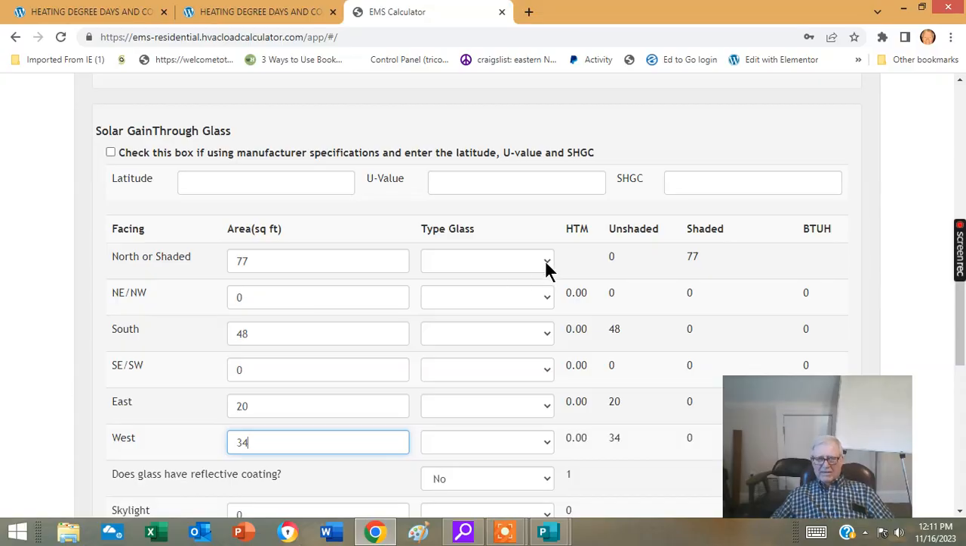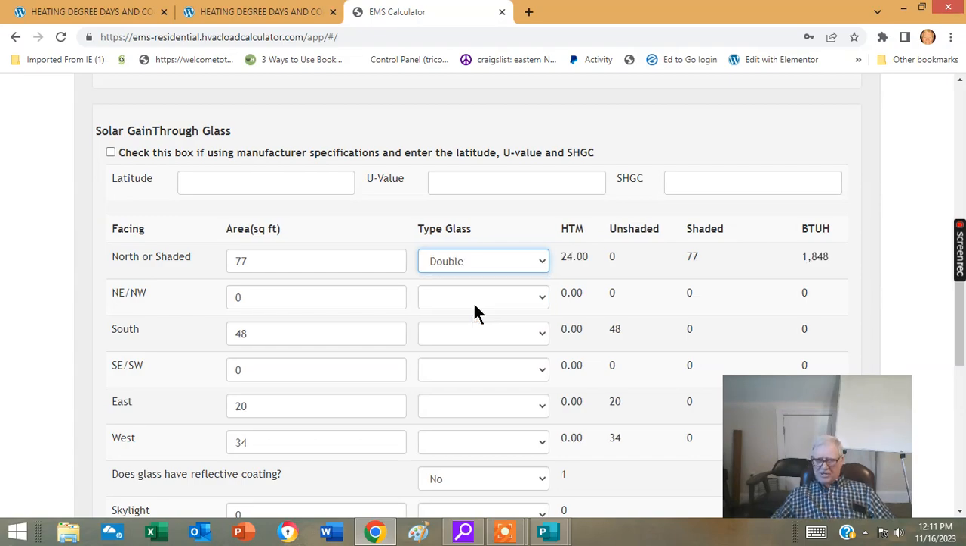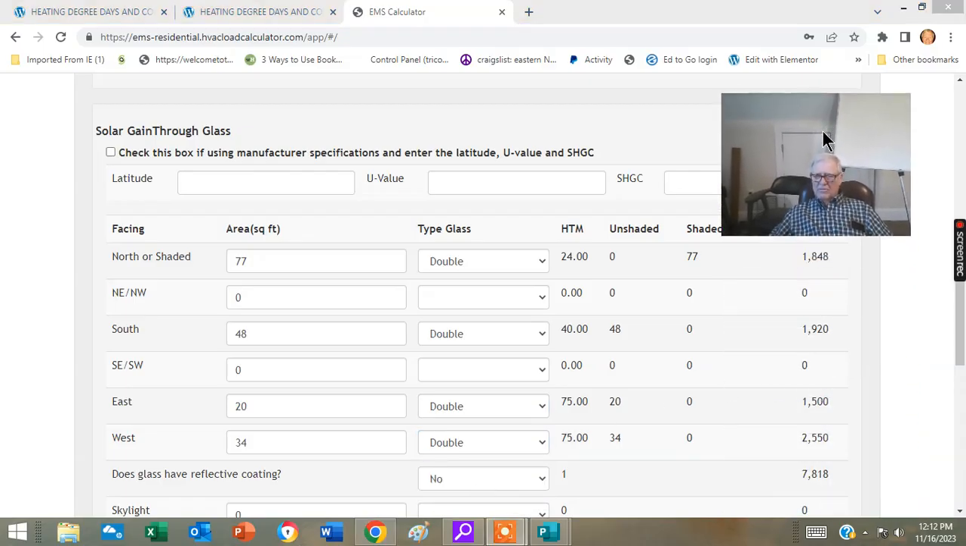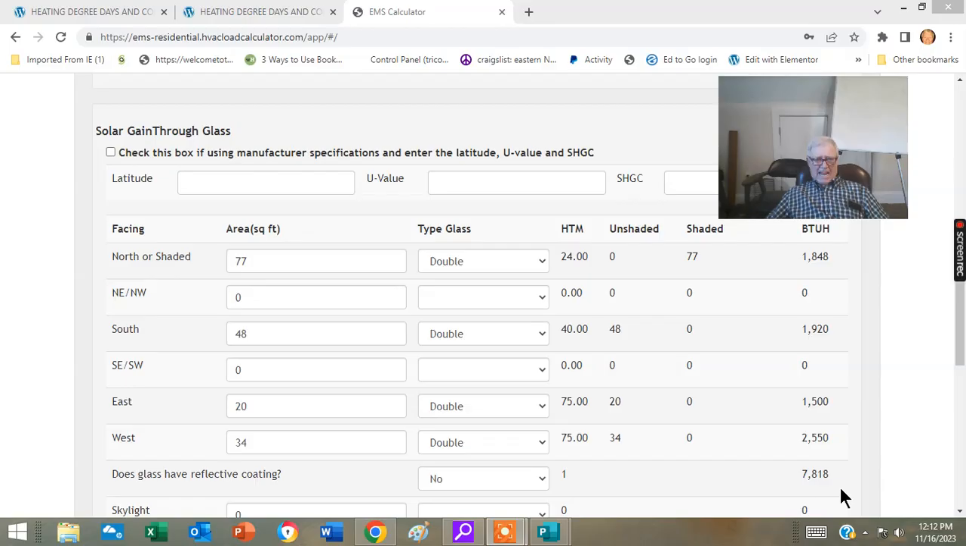Let's go back and we'll select what kind of glass it is. This house has double windows, has storm windows on it, so that's double. East facing is double glass, west facing is double glass. If you'll notice, the heat gain is 7,818 BTUs. That's the total BTUs coming through all the glass due to the outdoor heat and the sun shining through windows.